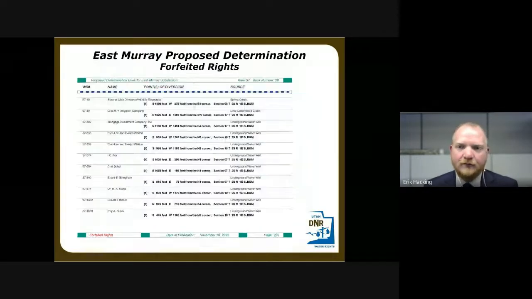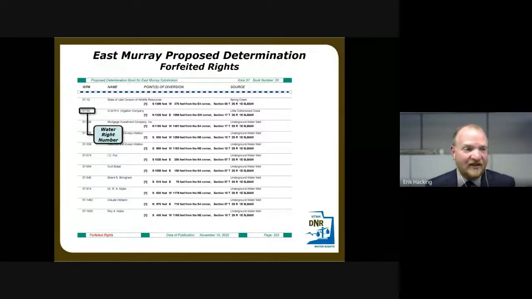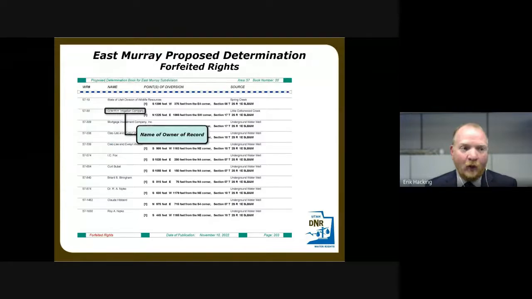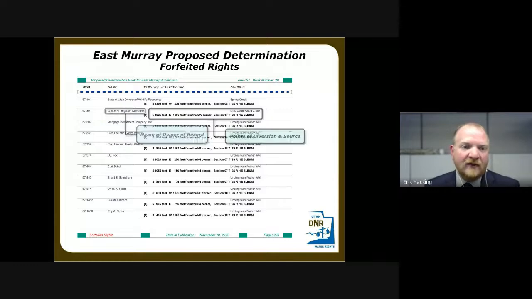All right. Next part of the proposed determination, we have the forfeited rights. These are rights which are being recommended for forfeiture due to evidence of non-use for a period of 7 years or more based on state statute. All right. So again, you can see we've got the water right number listed here. Next, we've got the owner of record again, and the point of diversion and source.